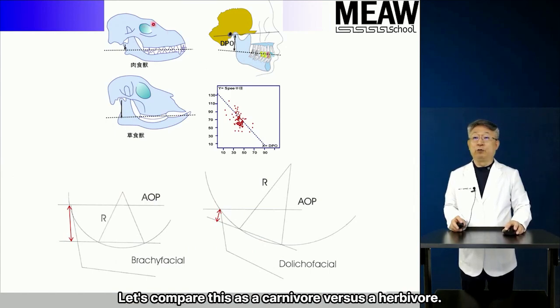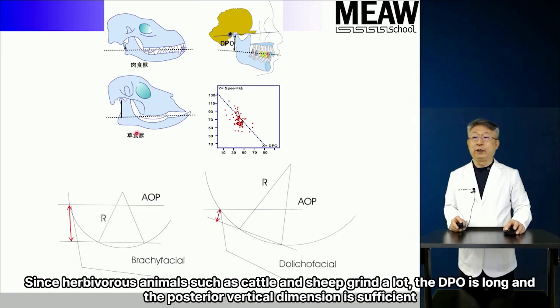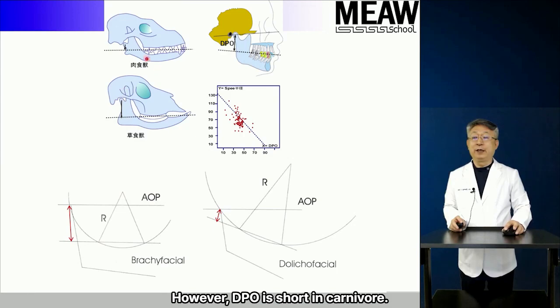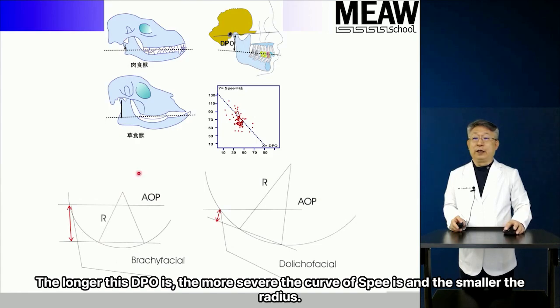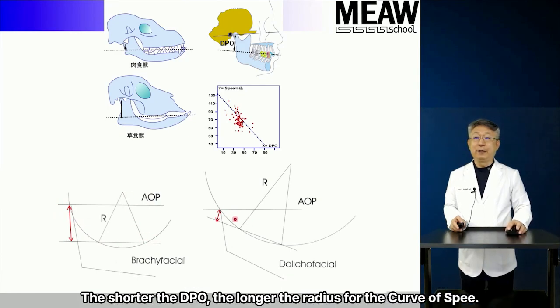Let's compare this as a carnivore versus a herbivore. Since herbivorous animals such as cattle and sheep grind a lot, the DPO is long and the posterior vertical dimension is sufficient. However, DPO is short in carnivores. The longer this DPO is, the more severe the curve of Spee is and the smaller the radius. The shorter the DPO, the longer the radius of the curve of Spee.